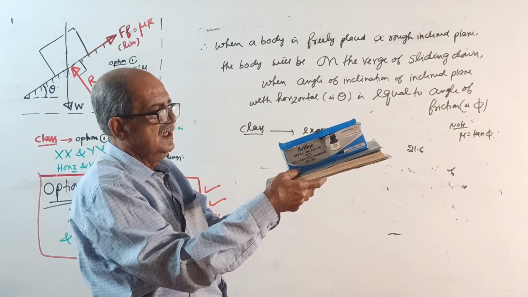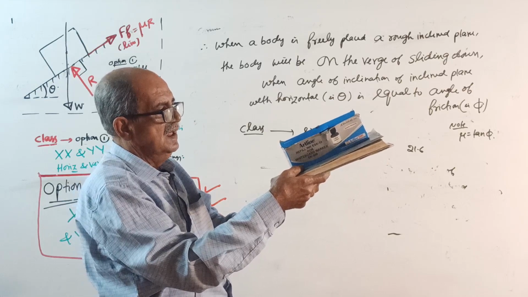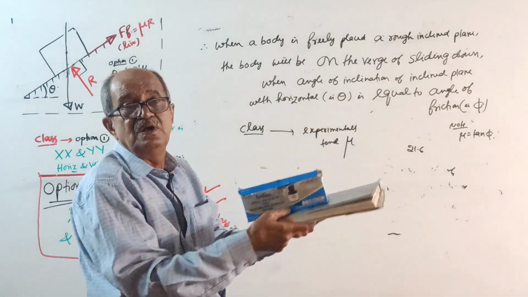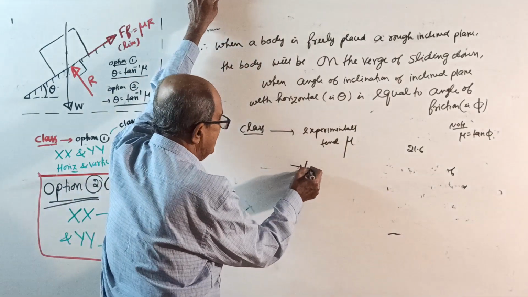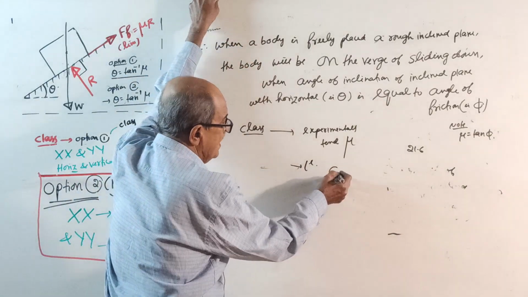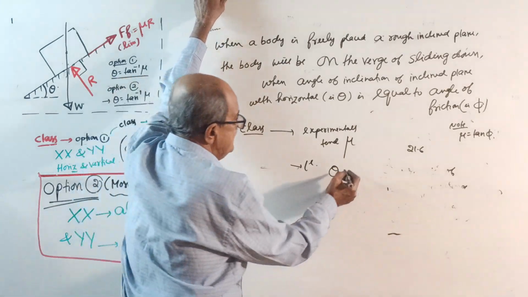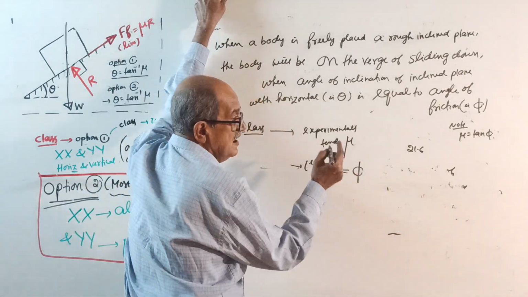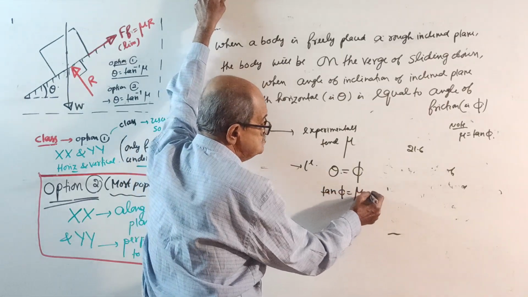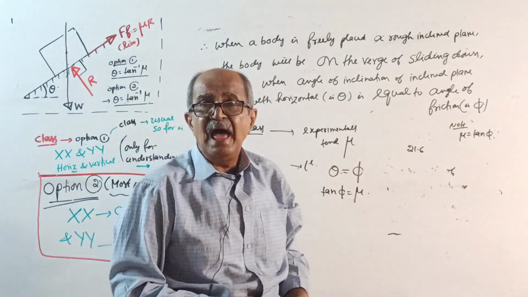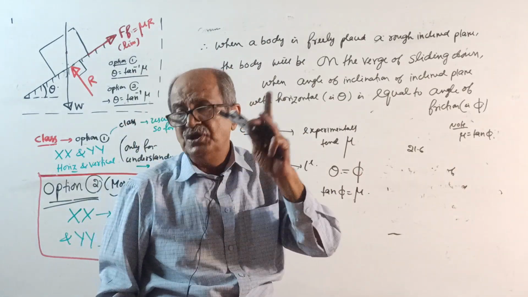Suddenly you can see at a particular angle, the body is on the verge of sliding down. Started. Find that angle. That angle is theta. Then that theta equal to phi. Then tan phi will give mu. So tan of that angle will give the coefficient of friction.